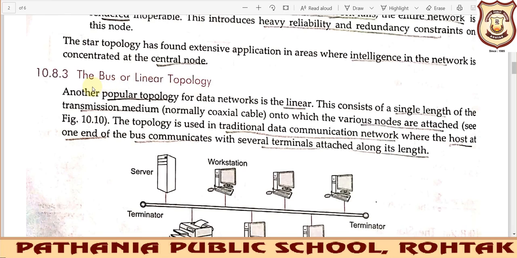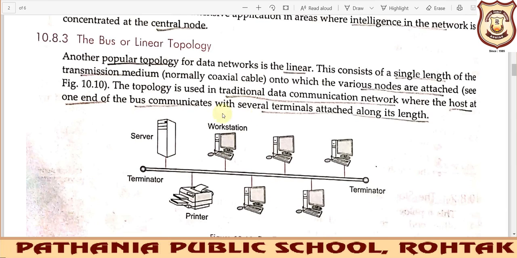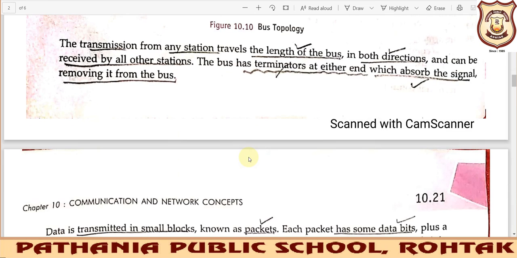The next type of topology is bus topology, which is also called linear topology. In this topology, we are arranging the computers in a linear way. There will be a central bus through which the data is passed to these computers. This has been used from past times. It is a traditional data communication network where the host at one end of the bus communicates with several terminals attached along its length. So we have a common bus through which the data will be passed on, and the data will be passed on here in the form of packets.